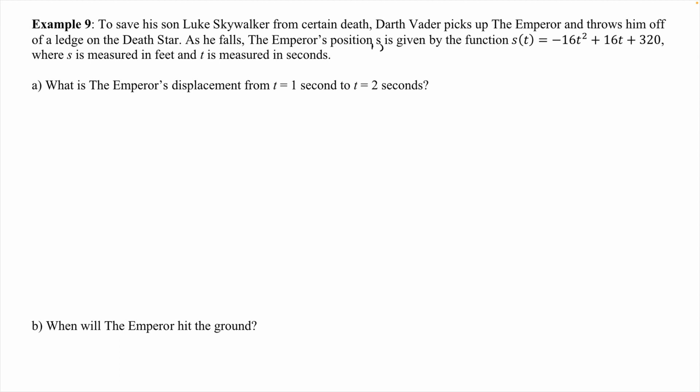So we have to figure out where he was at 1 second, where he was at 2 seconds, and then subtract. Position at time 1, position at time 2. So how are we going to do this? Plug in the numbers, see where he's at 1 and then 2. Okay, so s of 1 and s of 2.